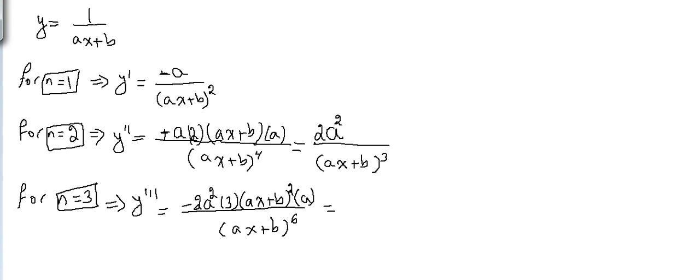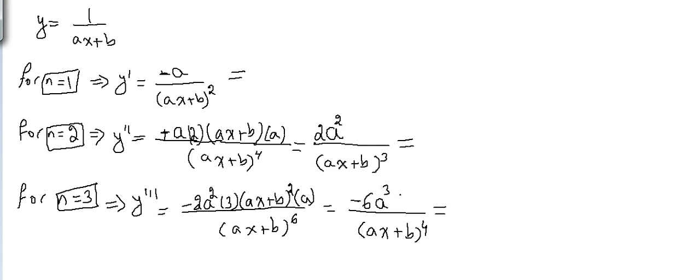Square of this is 6. So the answer will be minus 2 times 3 is 6. A squared times a is a cubed. And ax plus b squared over ax plus b power 6 is ax plus b to the power 4. We can keep going, fourth derivative, fifth derivative, etc. But those are really enough to discover the pattern for the nth derivative of this y.